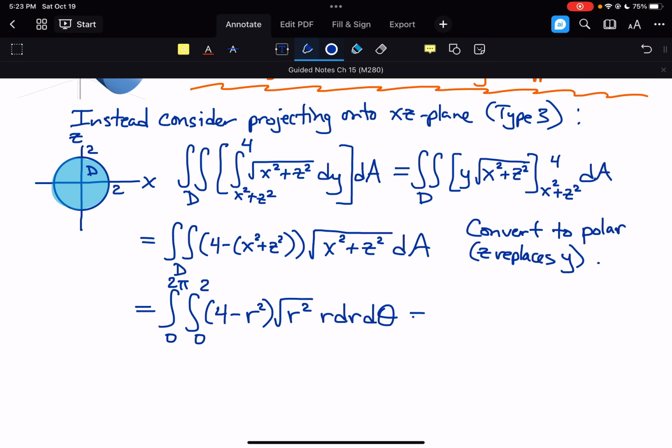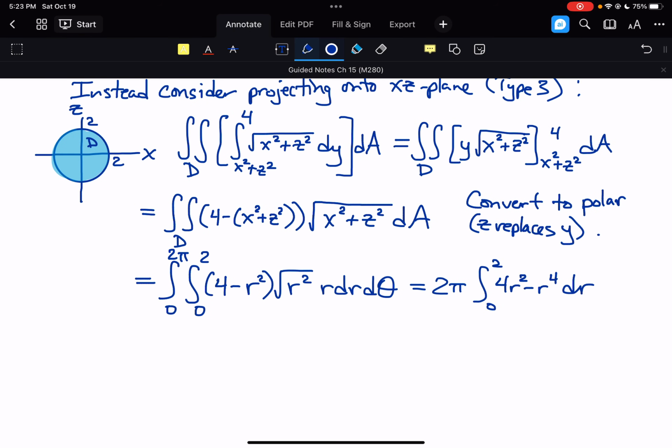We can go ahead and apply the theta trick here. So we're going to get a 2 pi out in front, integral 0 to 2. This is just an r, and this is an r, so that's an r squared. Distribute here, (4r squared minus r to the 4th) dr. And now that's looking like something we can absolutely evaluate. So 4/3 r cubed minus 1/5 r to the 5th from 0 to 2. We end up getting 128 pi over 15.